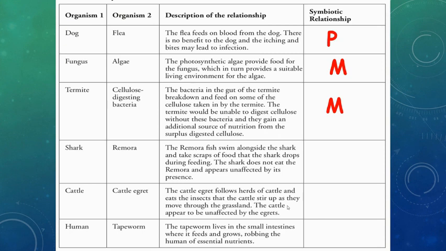Sharks and remoras. This is commensalism because the remora get the scraps of food, but the sharks don't seem to be affected by the remora's presence. Cattle and cattle egrets. This would be commensalism, where the cattle egrets follow the cattle and eat the insects that the cattle stir up, and the cattle are not affected by the egrets. Finally, humans and tapeworms. Tapeworms live in intestines, robbing the humans of essential nutrients. That would be considered a parasite.